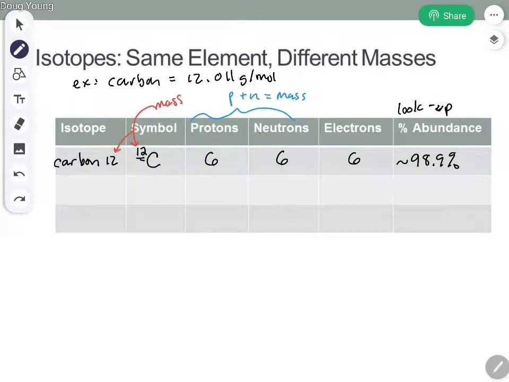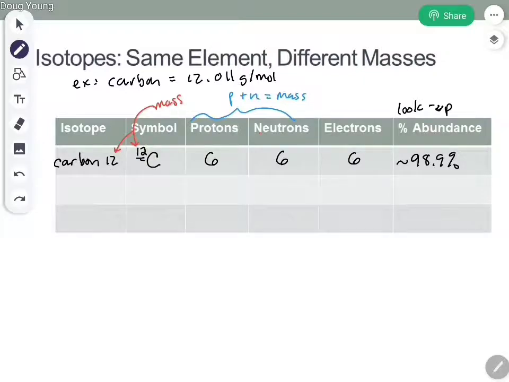What's kind of interesting, as a side note, is that the periodic table gets updated every now and again. The average masses on the periodic table will change as we get more data in, as scientists around the world collaborate and realize that there are different abundances of different isotopes. They'll actually change the average mass that you see on a periodic table, so that happens sometimes.